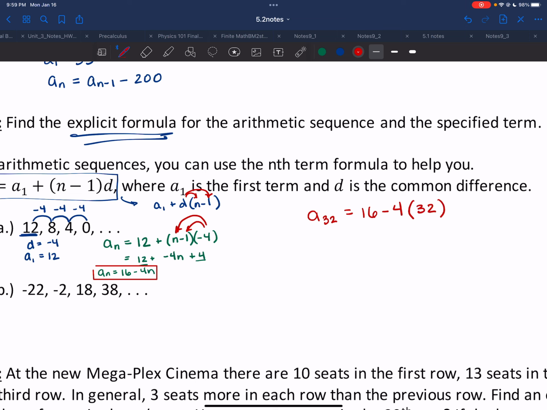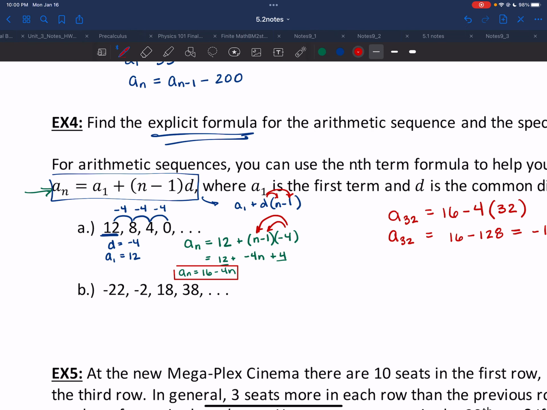So as I'm going through that process, it's going to be equal to 16 minus 128. So that would give us an answer of negative 112. So the difference between an explicit formula and a recursive formula is I could pick any term that I wanted and I can find it with an explicit formula. I don't have to rely on my previous information.